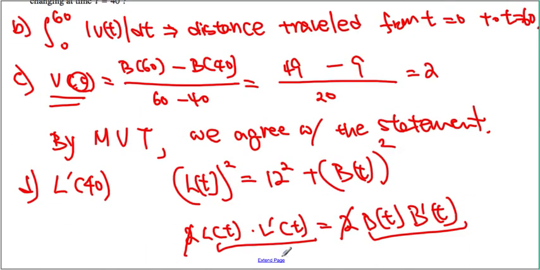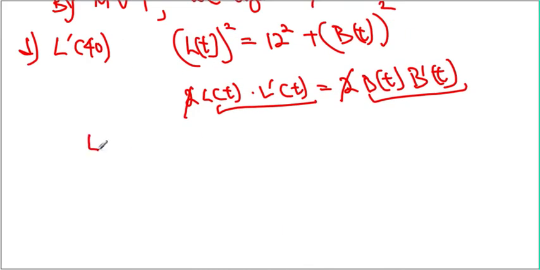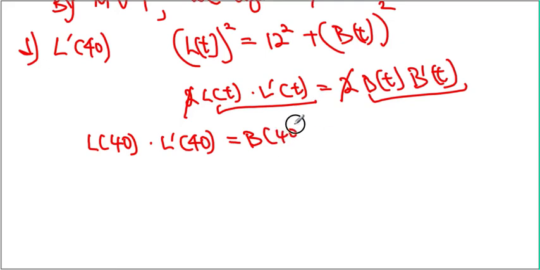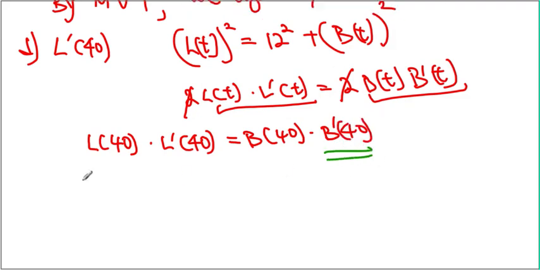So let's try to look into this one. Then here we have L of 40 times L prime of 40, which we like to calculate, which is equal to B of 40 times B prime of 40. Now we realize that we need to calculate a couple of values here. What is B prime of 40 and what is L of 40?